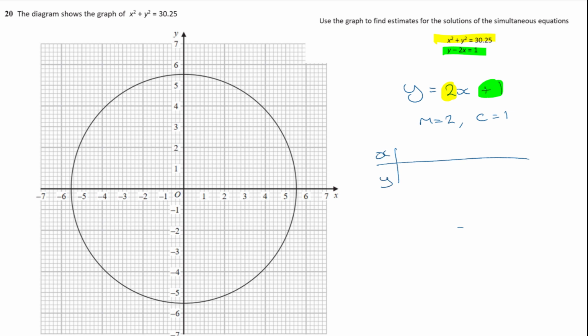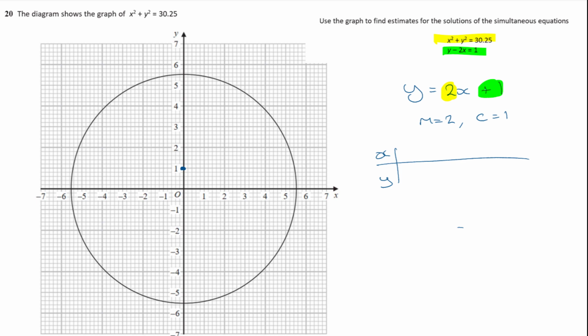So pick some various values of x along your axes, sub them into the equation and find values of y. Personally, I'm quite happy drawing the equation. I can draw a plot, or I can plot a line from its gradient and its intercept. So I'm going to plot the y-intercept first. So I'm going to have a point at 0, 1. And then I'm going to use the gradient to find my other point.